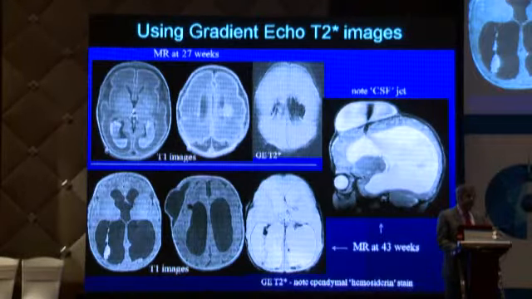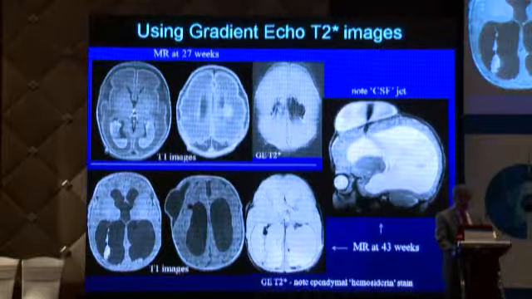This is another way of using gradient echo images where you can pick up the intraventricular hemorrhage, the germinal matrix hemorrhage. This is extending into the parenchyma, so it would be a grade 4 hemorrhage on neonatal ultrasound.